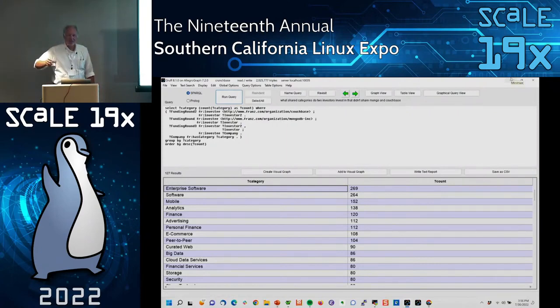All right, any other questions? Yeah? Can you talk a bit about how the company's expertise in this and Prolog relates to this graph database? That's a very good question.